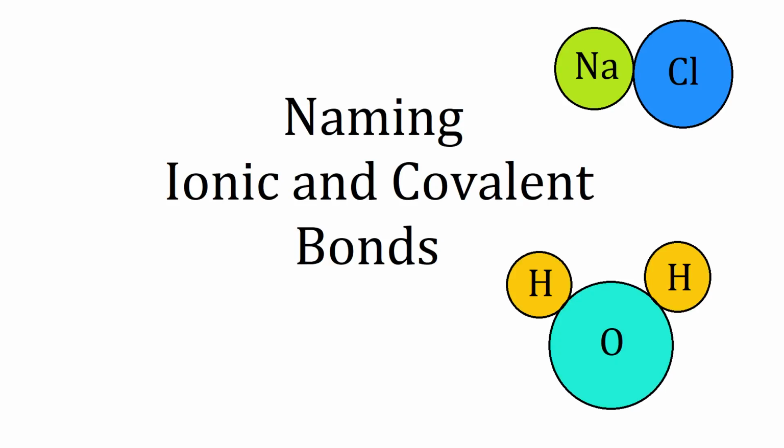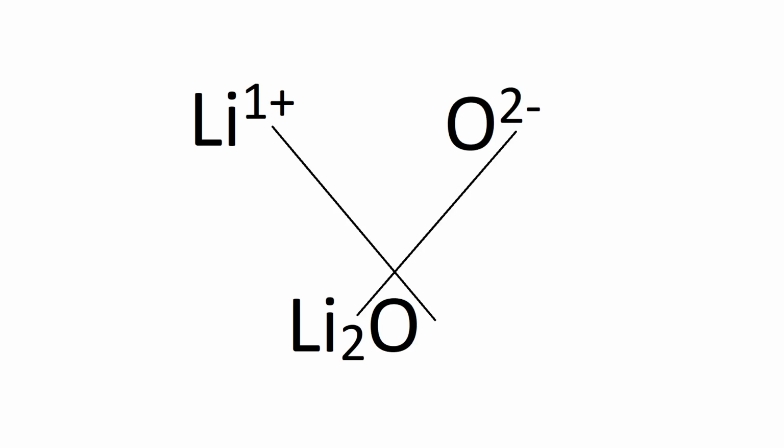So in this episode, we're going to be talking about the naming of ionic and covalent bonds based on the IUPAC, or International Union of Pure and Applied Chemistry. Before we can start talking about how to name bonds, we first have to talk about how bonds form. And they usually form because there's a balance of charges between different elements, and they bond into molecules.